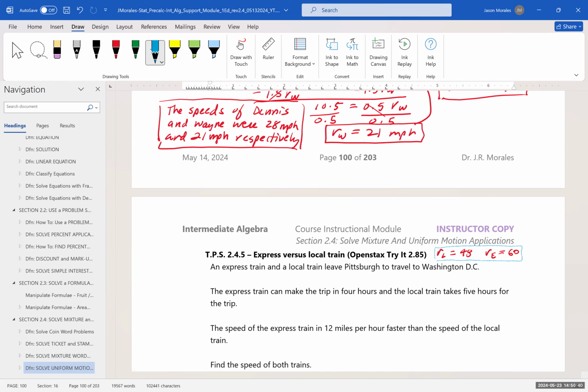If you would like to see how I solve this problem, then come back. Or if you had trouble solving it and you want to see how I did it, come back and watch the rest of the video. So go ahead and pause.